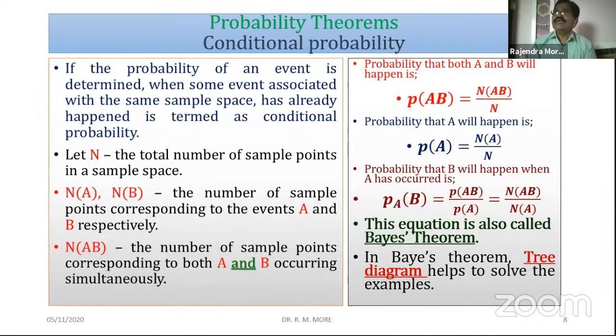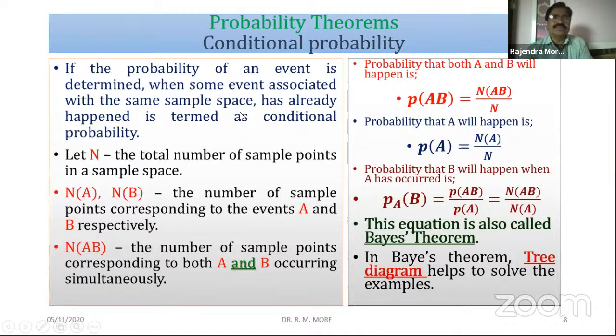So what do we mean by conditional probability? If we are going to find the probability of a certain event which will depend on some other event which has already occurred, then it is called the conditional probability. That is, the probability of one event depends on the event which has already occurred. If the probability of an event is determined when some event associated with the same sample space has already happened or occurred, it is termed the conditional probability.